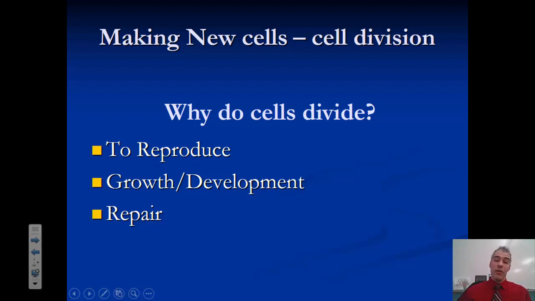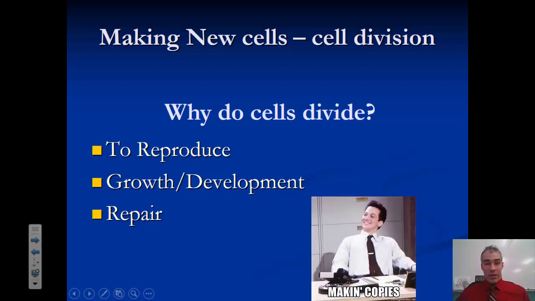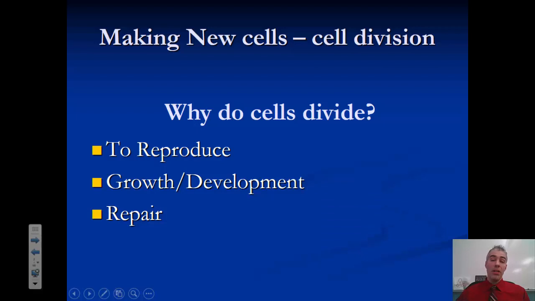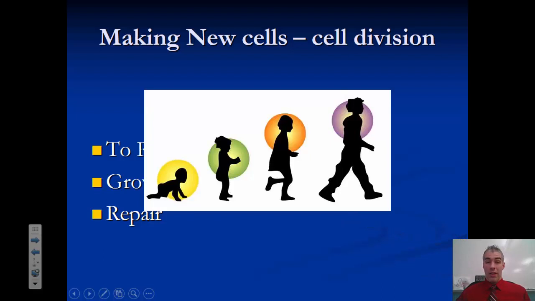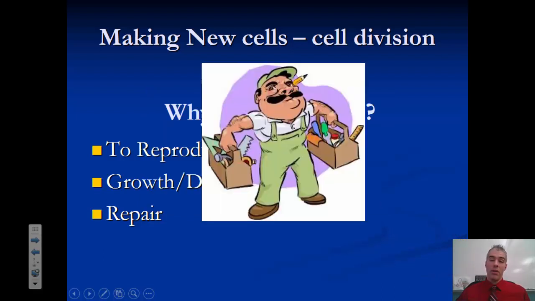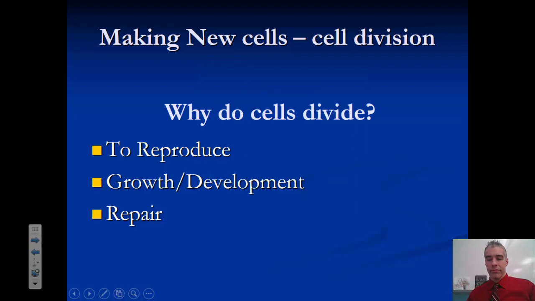If you're a single-celled organism, you want to do it to reproduce, to make more copies of yourself. But in a multicellular organism, the purpose of mitosis or cell division is to grow, develop, and change, and also to repair when you have some sort of injury, like a cut.